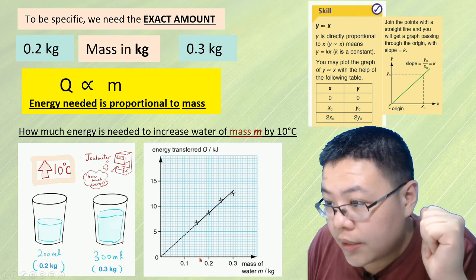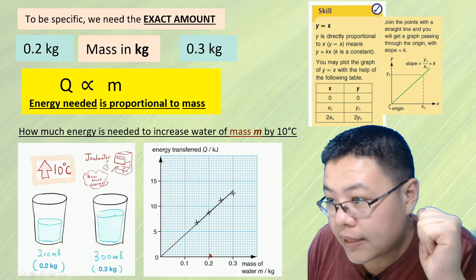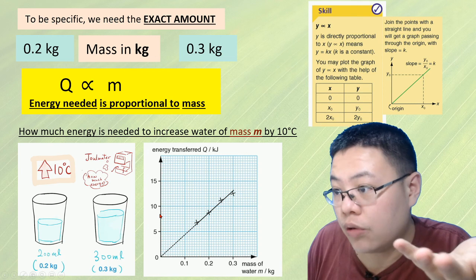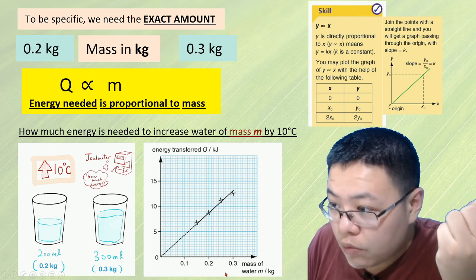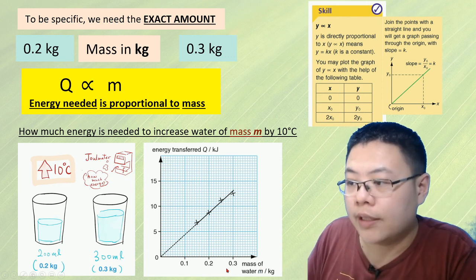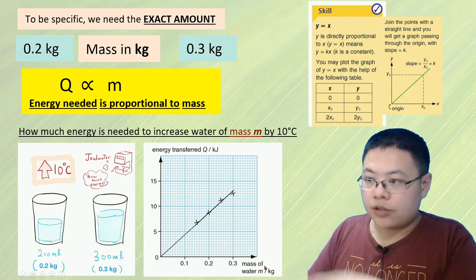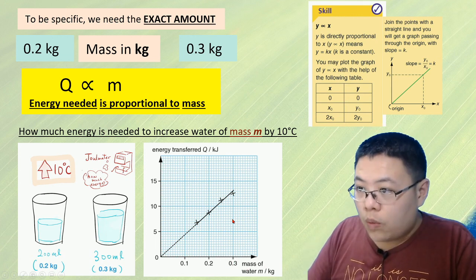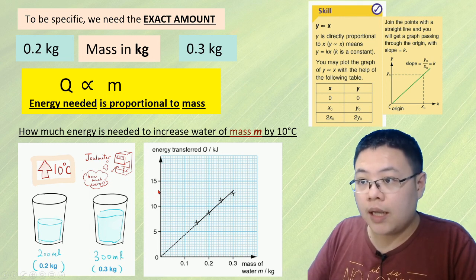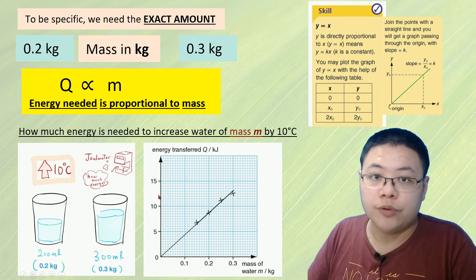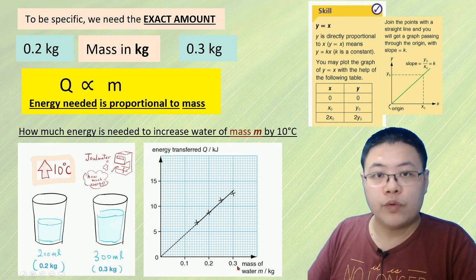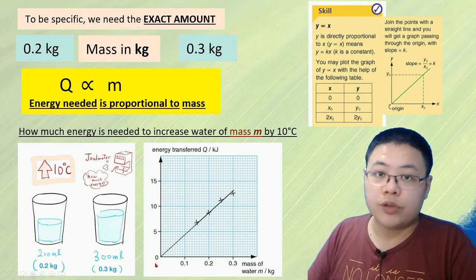So here in 0.2 kilogram of mass, it will need less energy. For example, it is like 8 kilojoule. Okay, and for the 0.3 kilogram of water, that means more water. Okay, here the x-axis is measuring the mass. So more water will need more energy. Here it is 12 kilojoule. So 8 and 12, the ratio is 2 to 3. And also this straight line pass through 0.